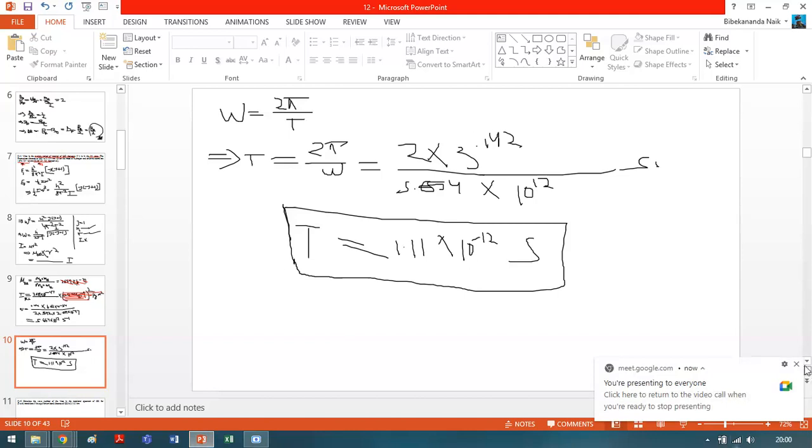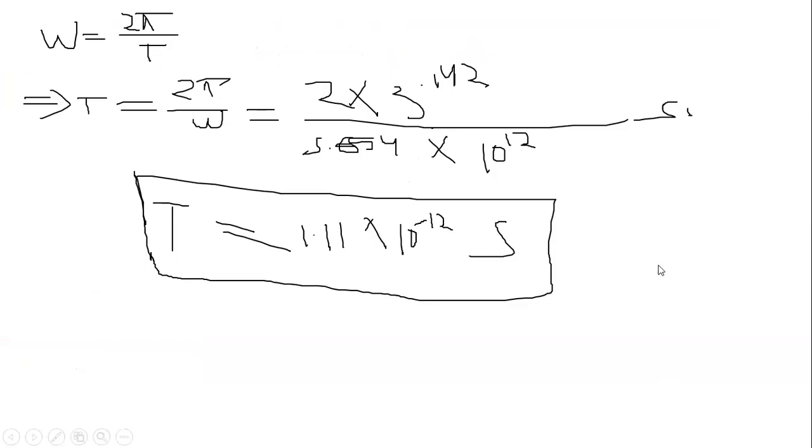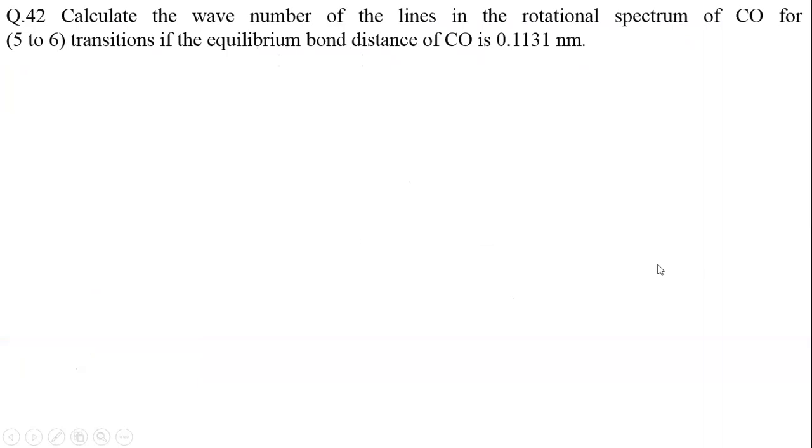So the next problem, it is given, calculate the wave number of the lines in the rotational spectrum of carbon monoxide for transition from 5 to 6 if the equilibrium bond distance of CO is 0.1131 nanometer. So this is similar to the questions we had solved in the previous session.